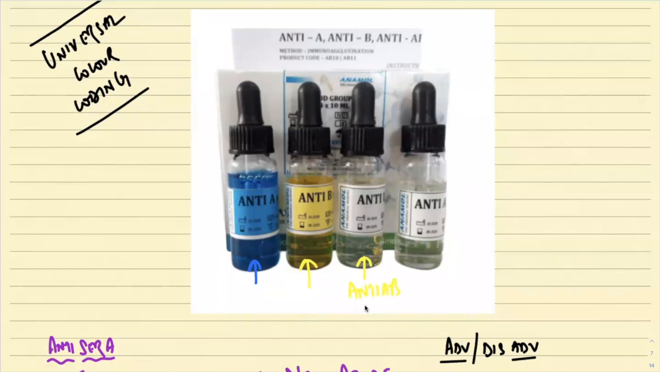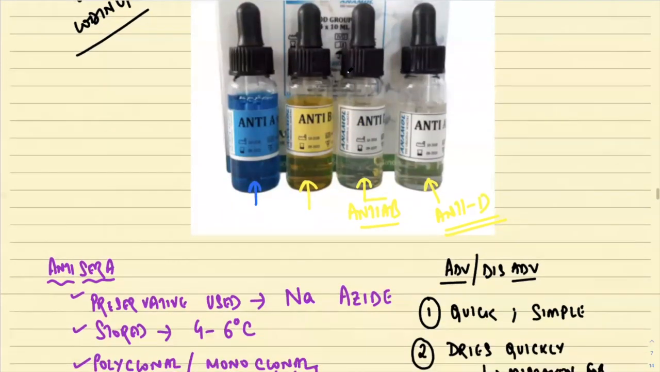It is going to lies both A and B. And this is your anti-D, which is for RH grouping. Okay, so both anti-D as well as anti-AB, both of these are colorless. Anti-B will be yellow in color and anti-A is going to be blue in color. So the color coding is very clear to everyone. There should not be any difference.